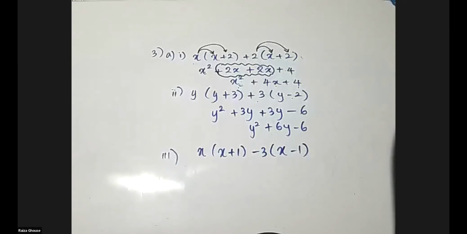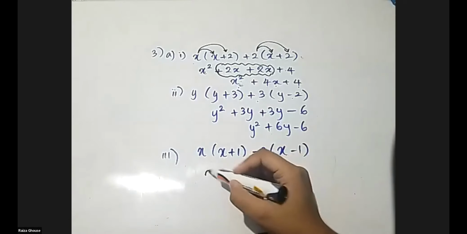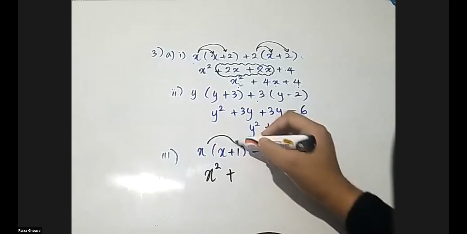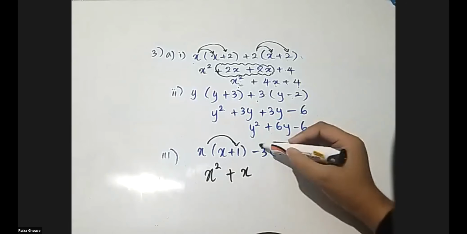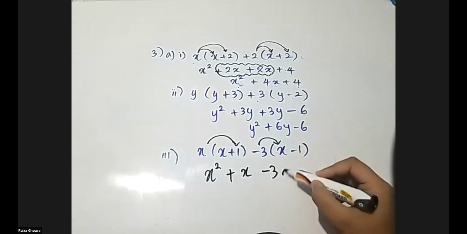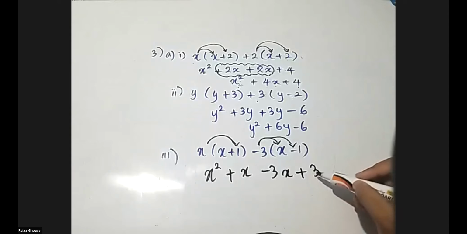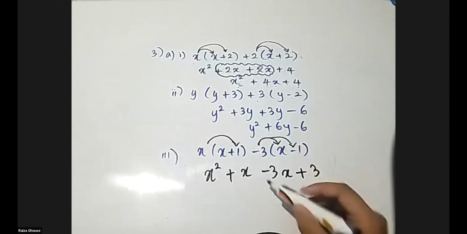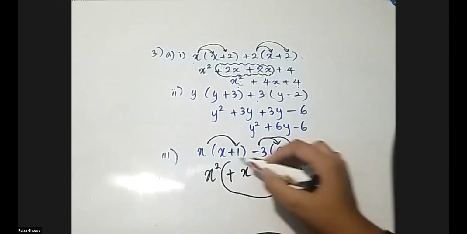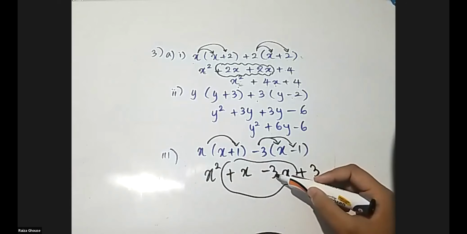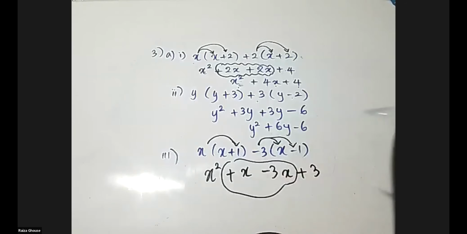Right, now Roman number 3. x into x is x squared, and x into 1 is plus x. Minus 3 into x is minus 3x, minus into minus is plus, and 3 into 1 is 3. Now you can see this story what I told you. You are having 3 rupees of a debt and you have only 1 rupee in your hand.